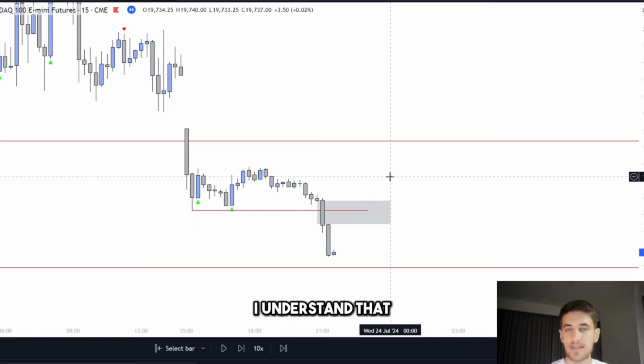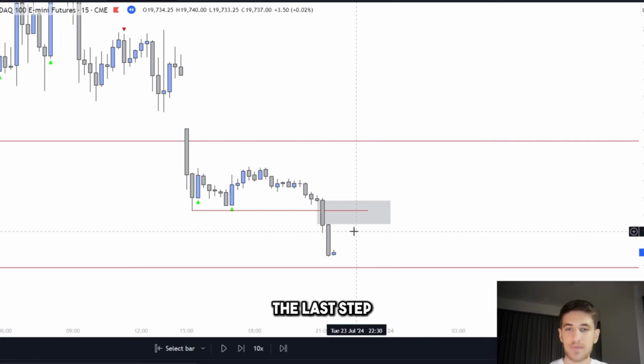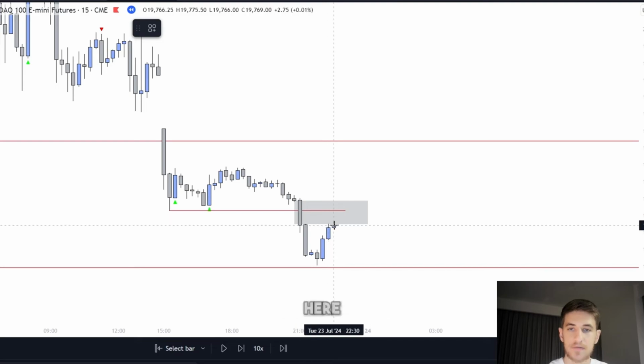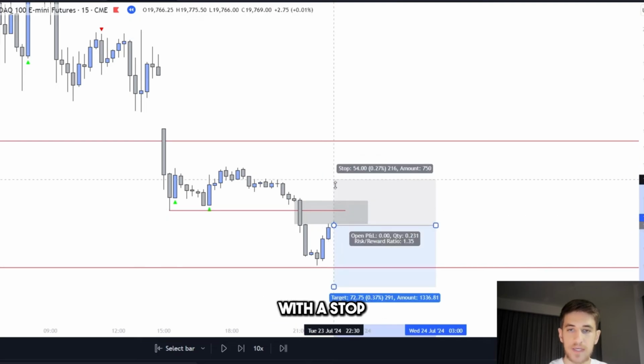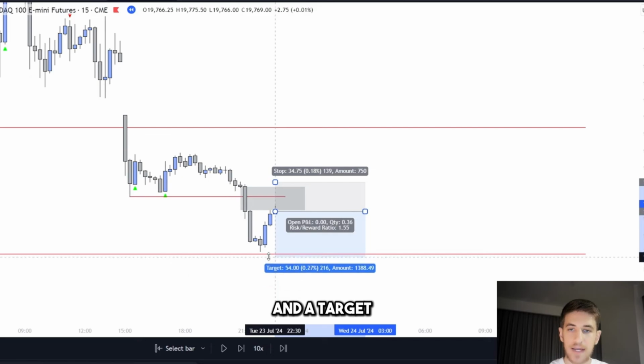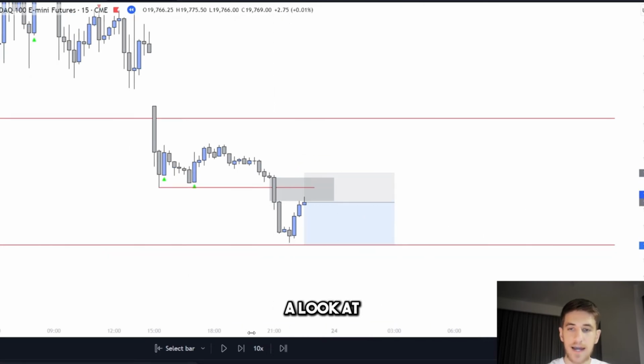So now that I understand that the market wants to move lower, the last step is to wait for an entry and take a trade to the lows. So price comes into the fair value gap right here, and we'll take our entry on this candle with a stop loss right above the high and a target at the low of that daily candle.